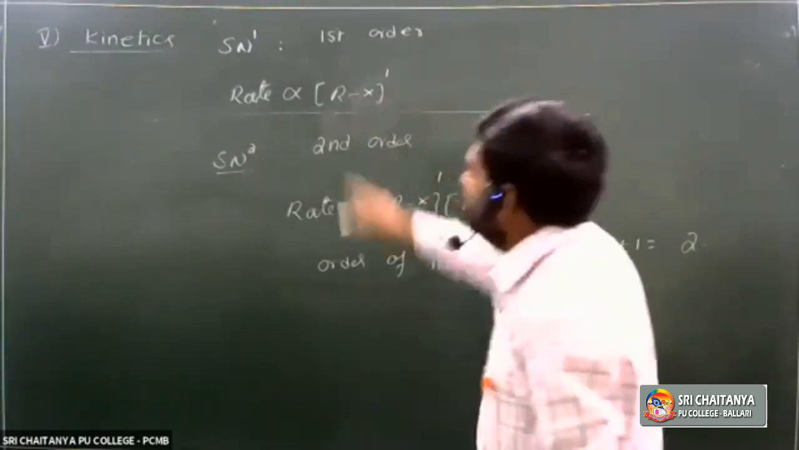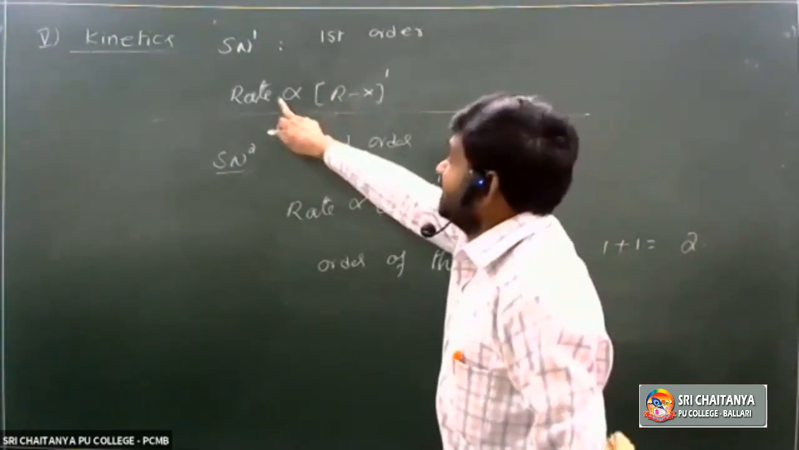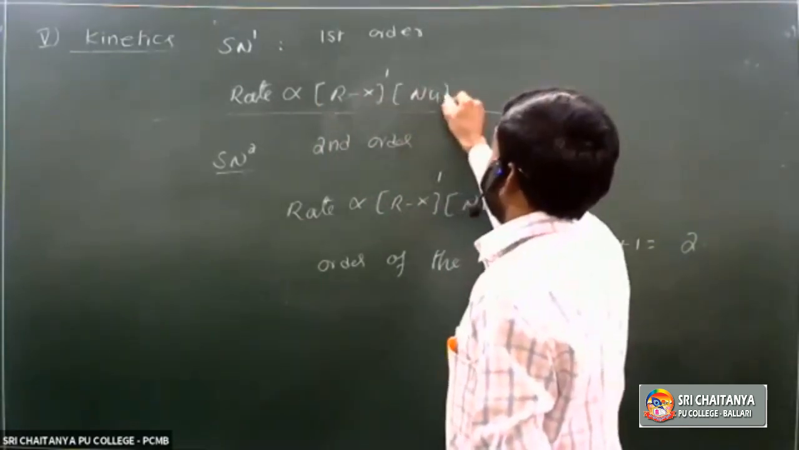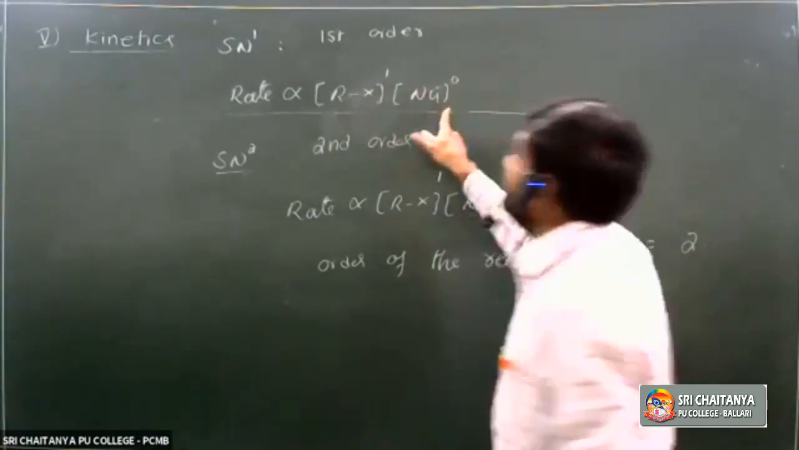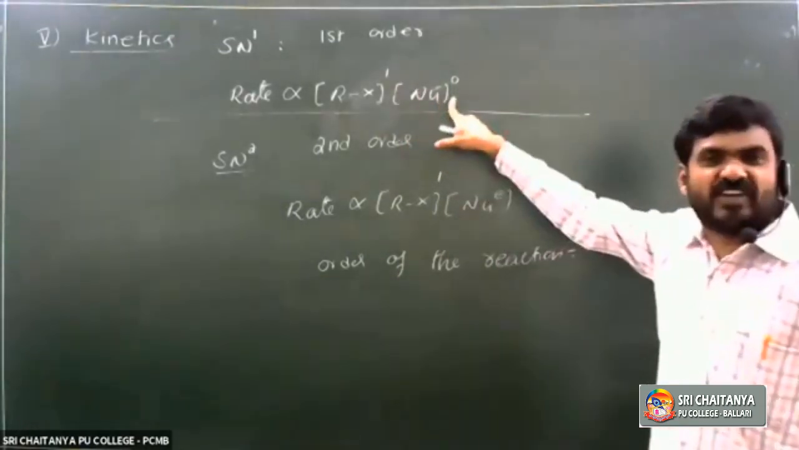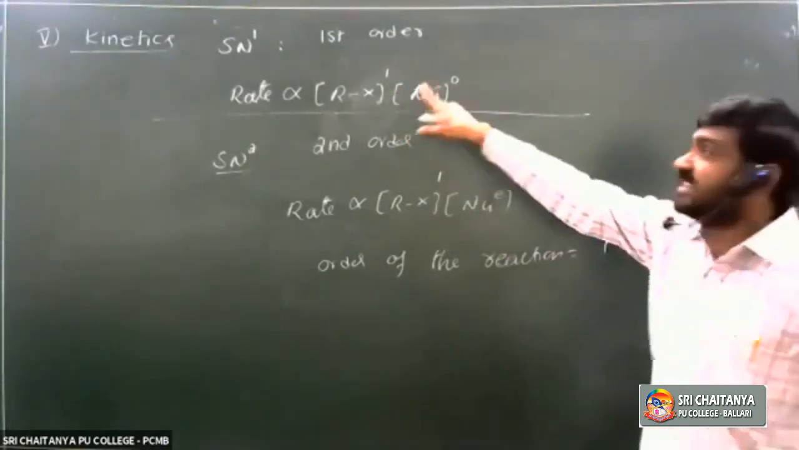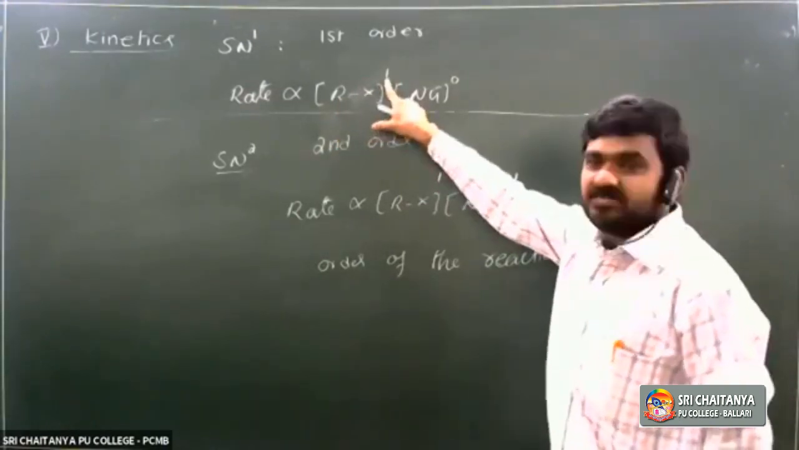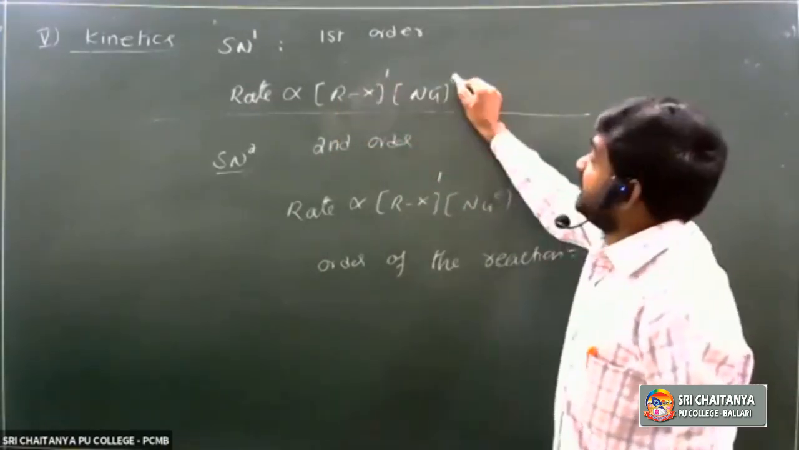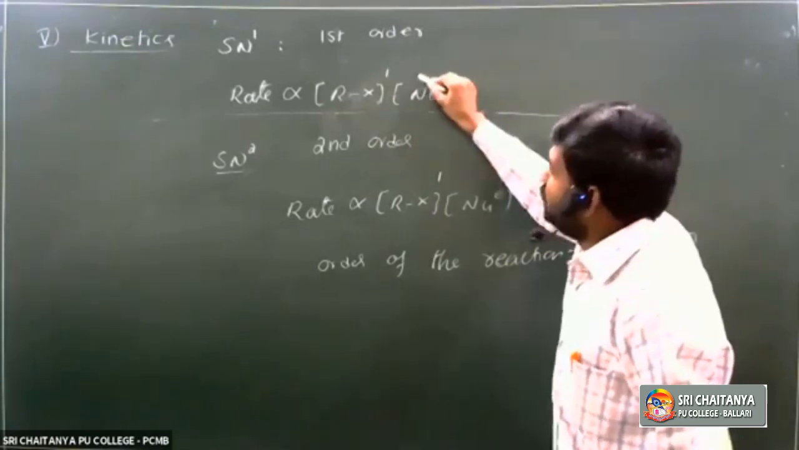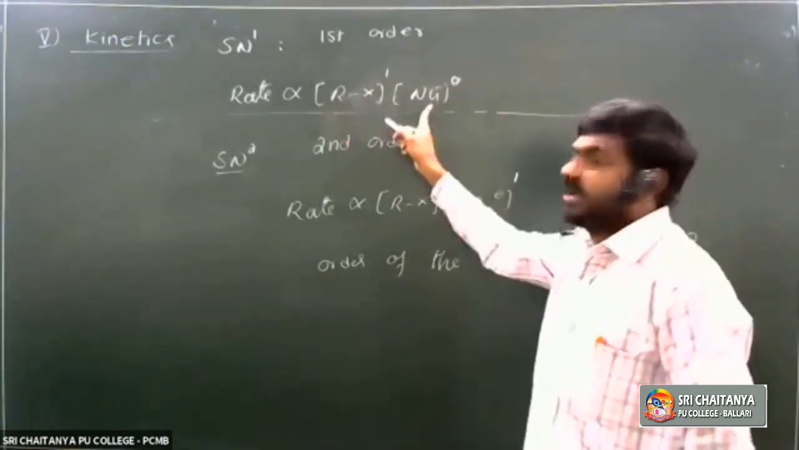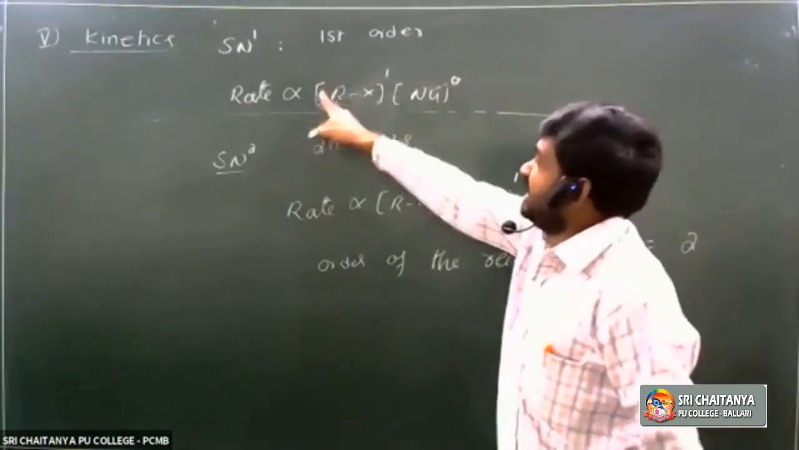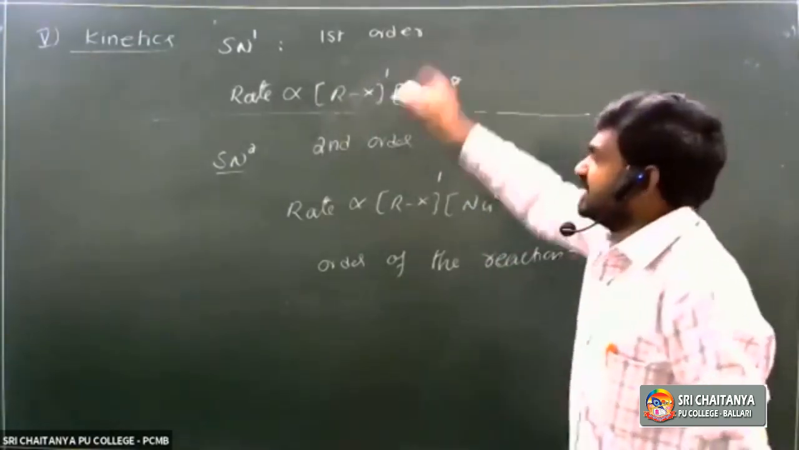Whereas the SN1 reaction is first order kinetics. Here the power of the concentration of nucleophile is 0, so the order with respect to nucleophile is 0. In the SN1 reaction, the order with respect to alkyl halide is 1 and the order with respect to nucleophile is 0. Zero means the rate does not depend on the strength of the nucleophile.